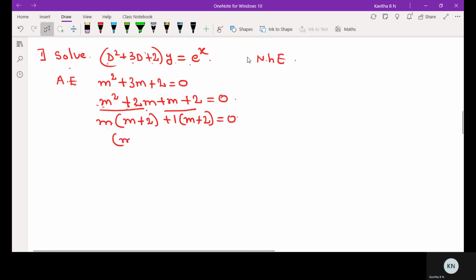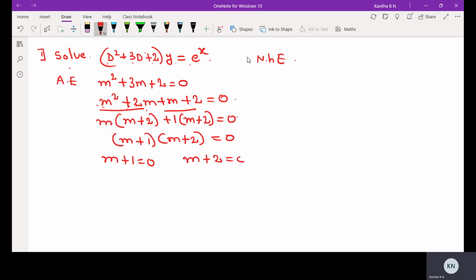Next, m plus 1 into m plus 2 is equal to 0. So m plus 1 is equal to 0 and m plus 2 is equal to 0.